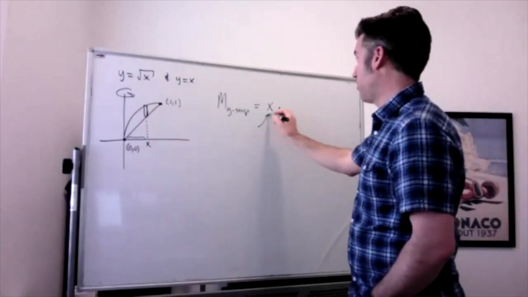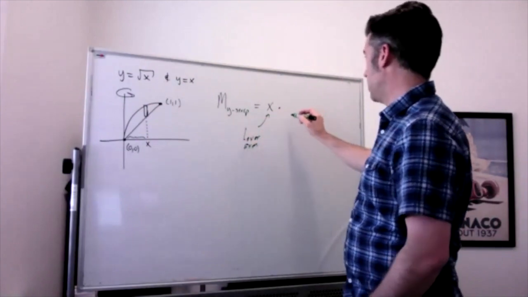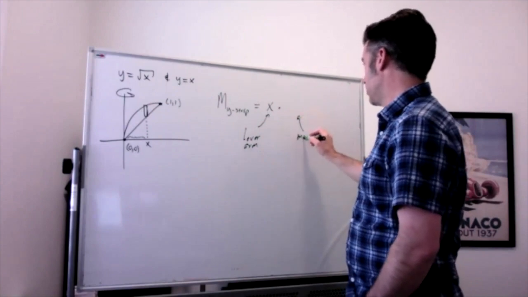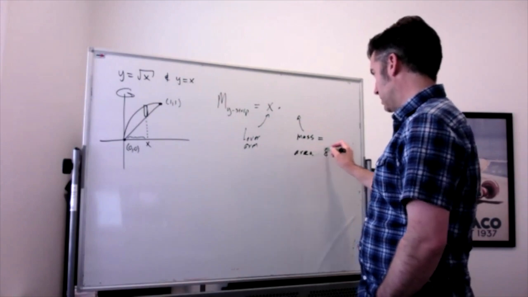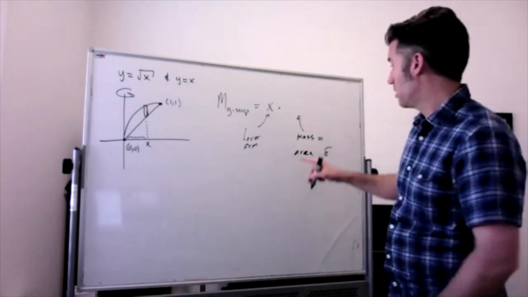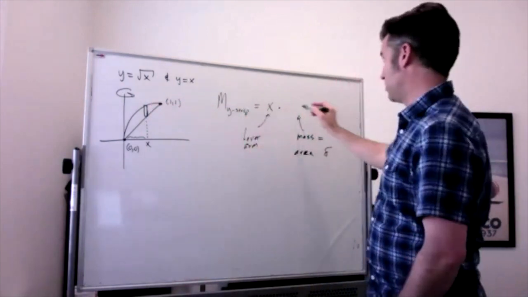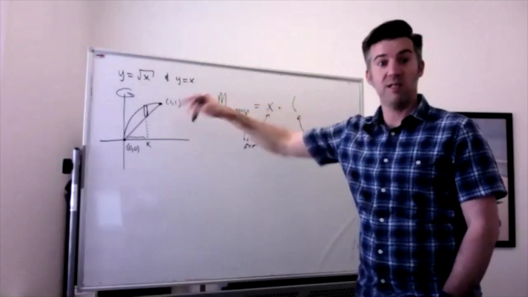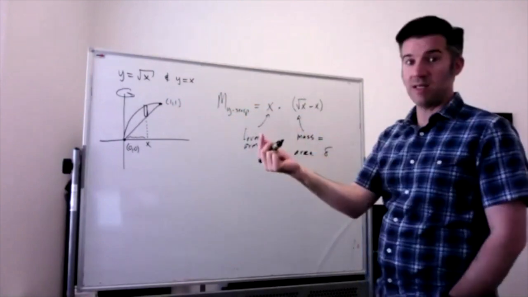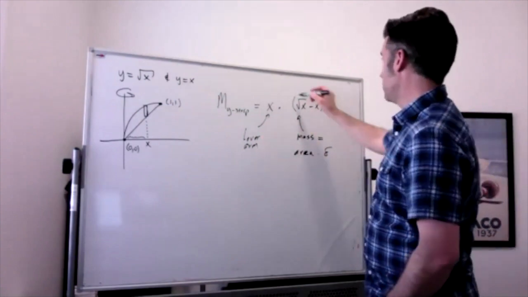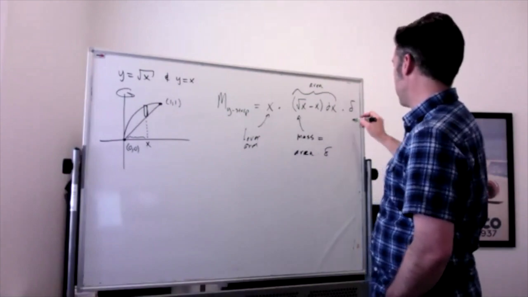So it's the lever arm times the mass, where mass is going to equal just area times density. The area of this strip is the area of a rectangle, which is base times height. That's going to be the height, which is the top function minus the bottom function, square root of x minus x, times the base, which is just dx. So there's your area, and then we're going to tack on a delta for density.